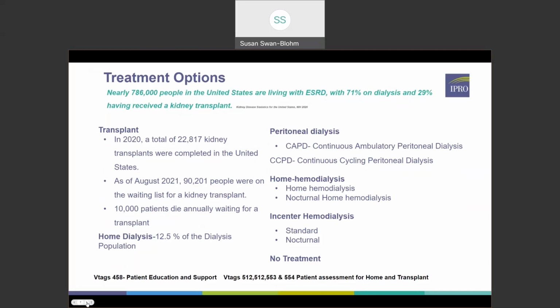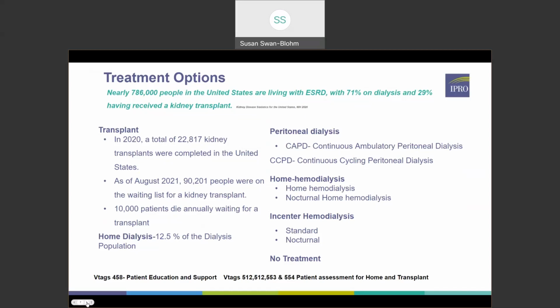Transplant is a treatment option. In 2020, nearly 23,000 patients were transplanted. In August of 2021, over 90,000 persons were waiting for a kidney transplant, and the list is growing daily. To receive a transplant, the patient must undergo a series of tests to assure the transplant center the patient is healthy enough to receive and maintain the transplanted kidney. Although the transplanted kidney functions much like normal kidney function, the transplanted patient must take medication to prevent kidney rejection for the rest of their life with the transplanted kidney.